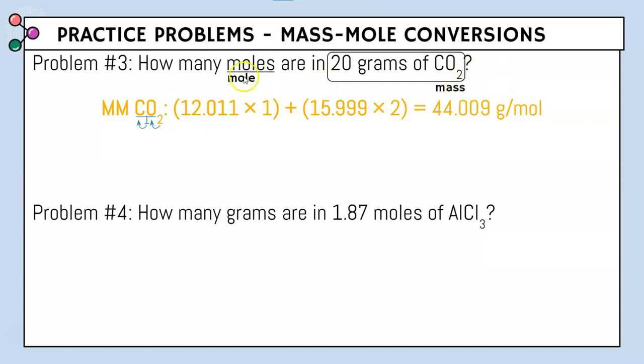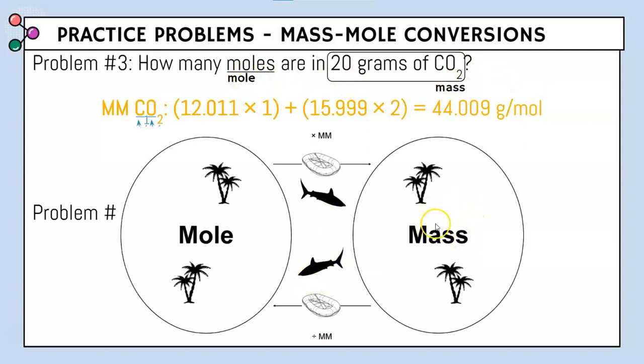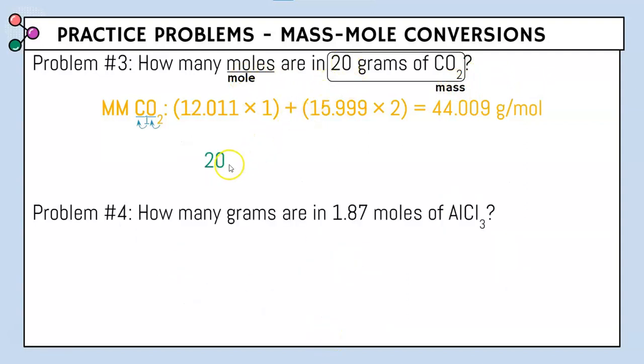Now, we're going from mass to mole. So if we're going from mass to mole, we're going to divide by the molar mass. We take the 20 that's in our problem, divided by the molar mass we just solved for, and that gives us our answer of 0.4544 moles.